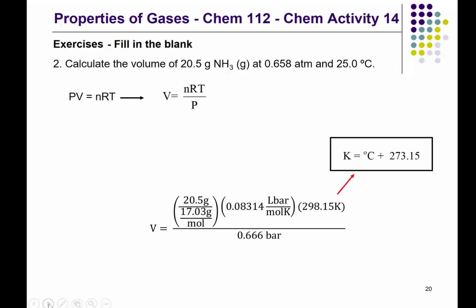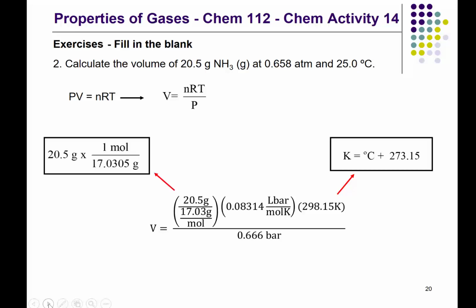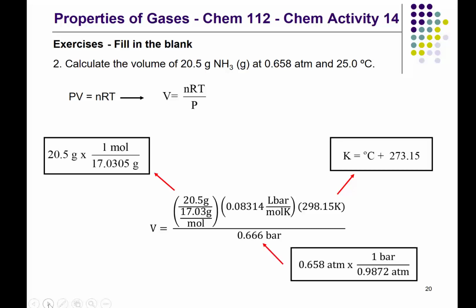So you know how to change temperature from Celsius to Kelvin. It's simply a matter of taking that Celsius value and adding 273.15. Of course, the mass to mole calculation. And then finally, the atmospheres to bar, and fortunately this conversion factor is found on your formula sheet. Completing the calculation gives us the following value. 3 significant figures because we've been given the mass, the pressure, and the temperature all in 3 significant figures.